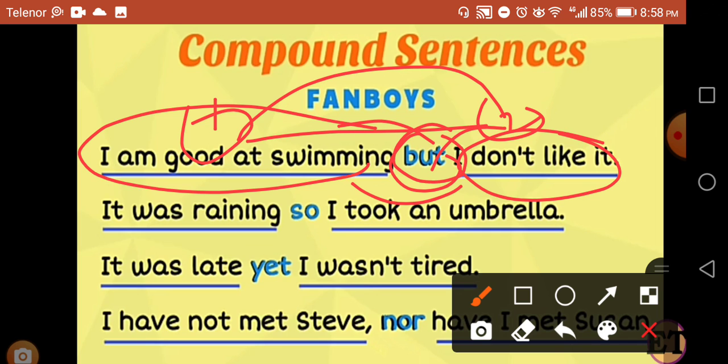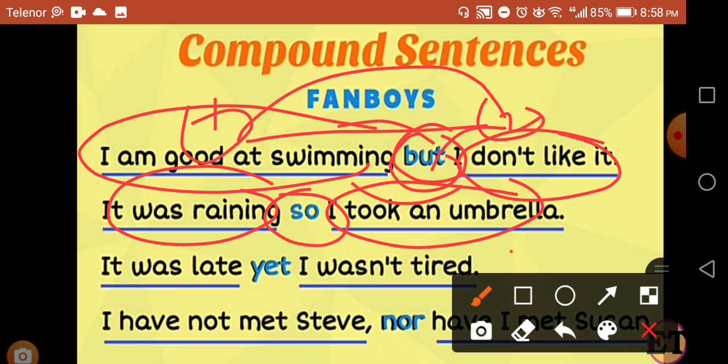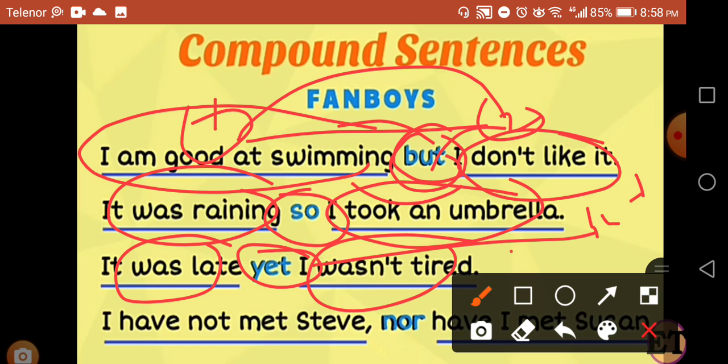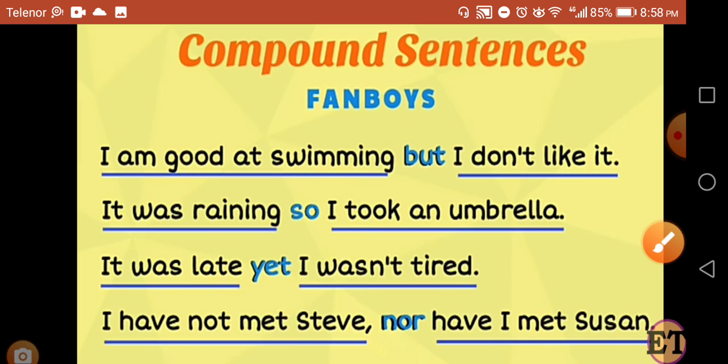It was raining, so I took an umbrella. These two sentences are combined with the word so. I was late, yet I wasn't tired. These two sentences are combined with yet, and yet plays the role of but. Now, I have not met Steve, nor have I met Suzanne. Again the sentence is combined with nor. So these are examples of compound sentences.